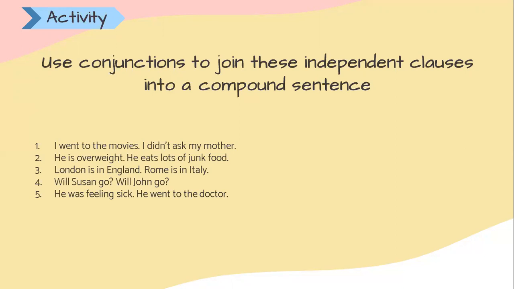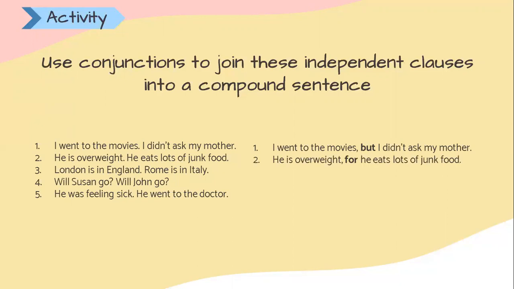Now please see that both clauses in every sentence are independent. Our job now is to join these independent sentences into a single compound sentence. Let's look at the first one. I went to the movies, but I didn't ask my mother. For the second, he is overweight, for he eats lots of junk food. You give a reason. London is in England, and Rome is in Italy. You're giving two pieces of information and they're adding to each other, so we use the conjunction "and".